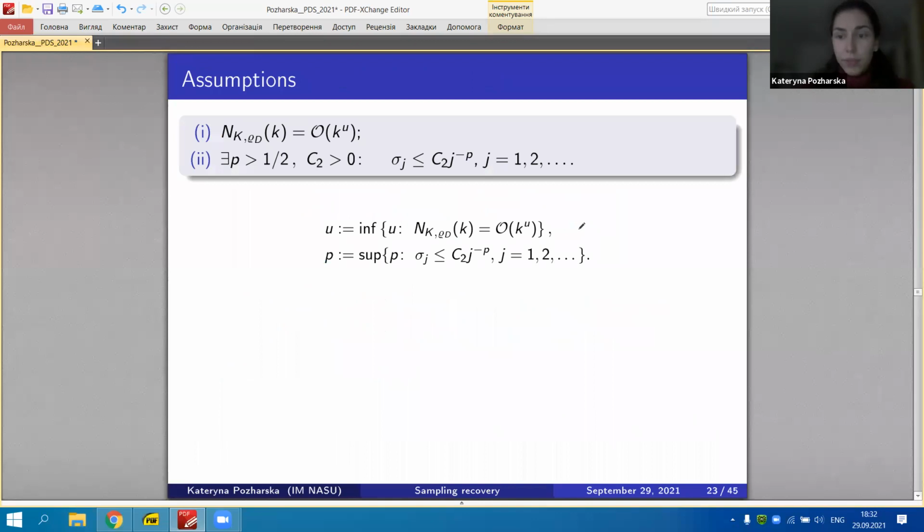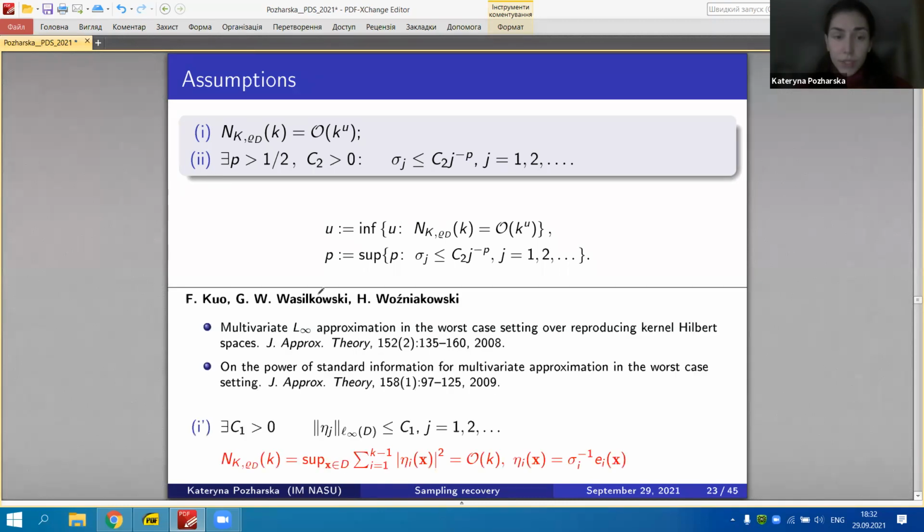And we introduce the following assumptions, one and two. U and pi are optimal in the sense that U is the infimum over all U such that the first condition holds, and pi is the supremum over pi for which condition two holds. And similar conditions were imposed in the papers by Kosov, Siedlecki, Woźniakowski. In the first mentioned paper, they consider linear approximation. In the second paper, they consider standard information.